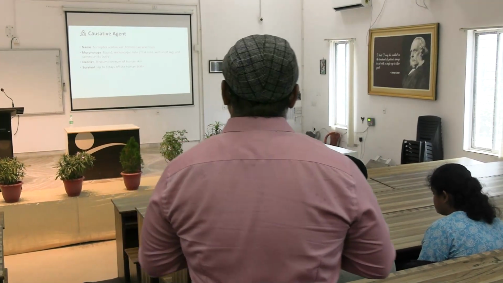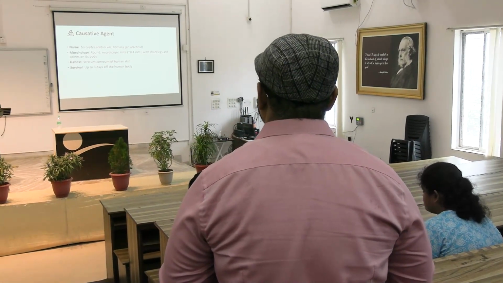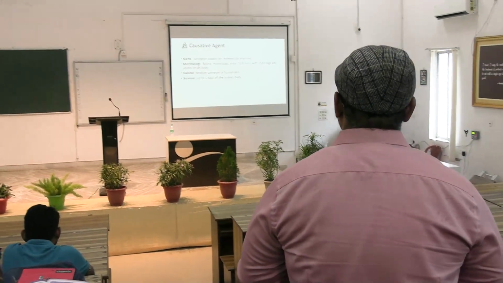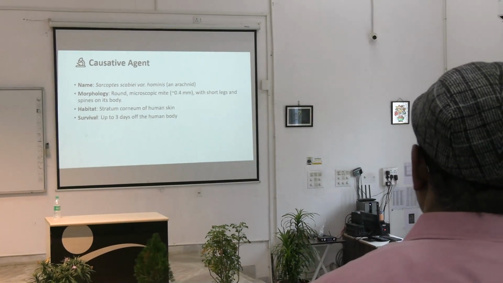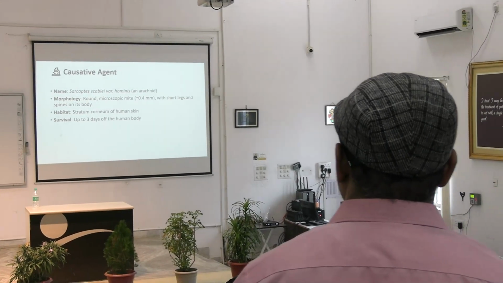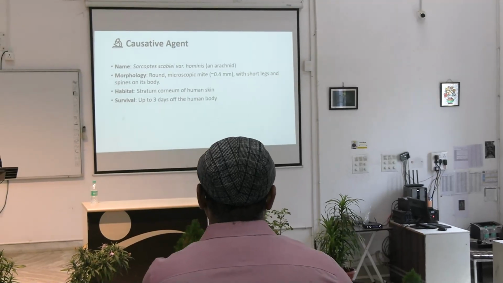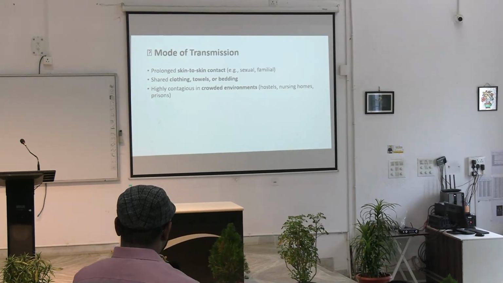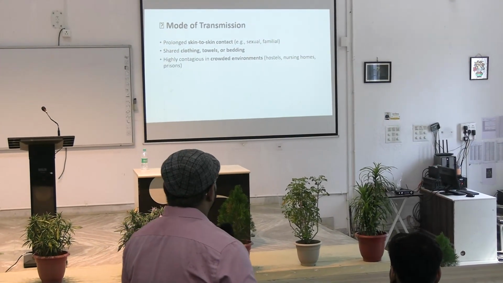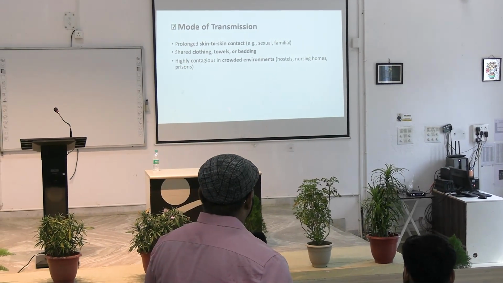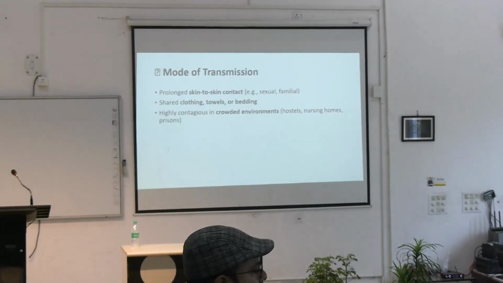Causative agent: Sarcoptes scabiei hominis. Morphology: a round microscopic mite with short legs and spines on its body. Habitat: stratum corneum of human skin, and it can survive up to 3 days off the human body. Mode of transmission: mainly skin to skin contact. Sexual and familial transmission can also happen, but mainly it is through contagious skin infections, shared clothing, towels and bedding.